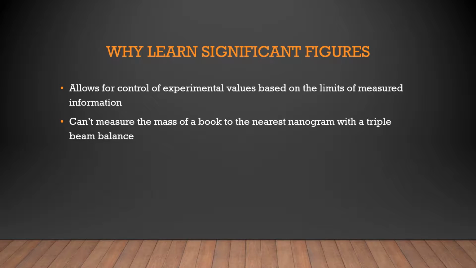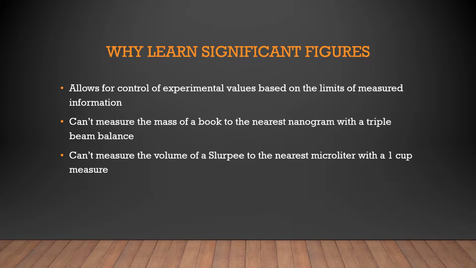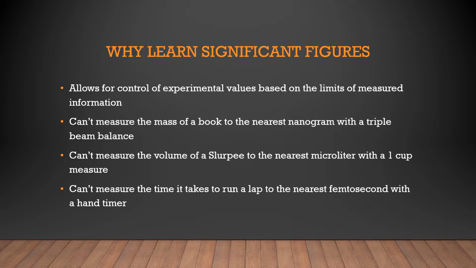Well, one reason: you can't measure the mass of a book to the nearest nanogram with a triple beam balance. The resolution doesn't go down that low. Same thing for the volume of a Slurpee. If you want to measure to the nearest microliter, you can't do that with a 1-cup measure. And you can't measure the time it takes to run a lap to the nearest femtosecond with a hand timer.